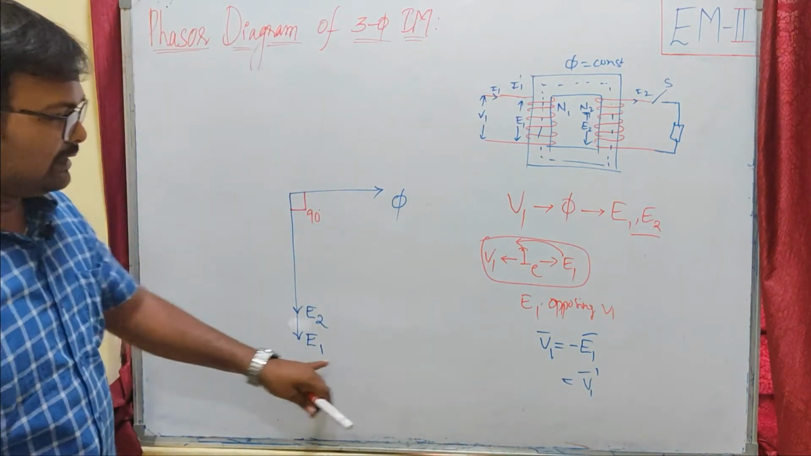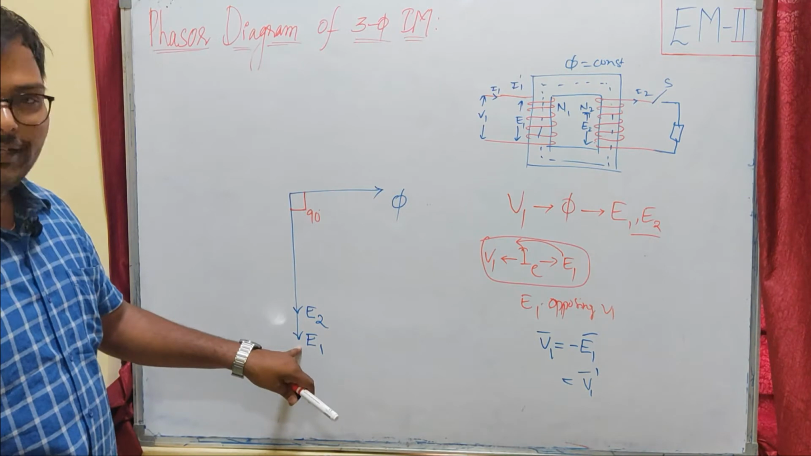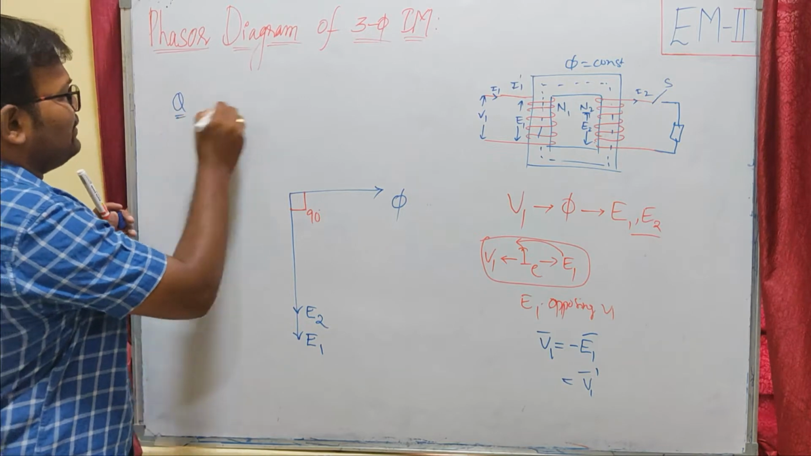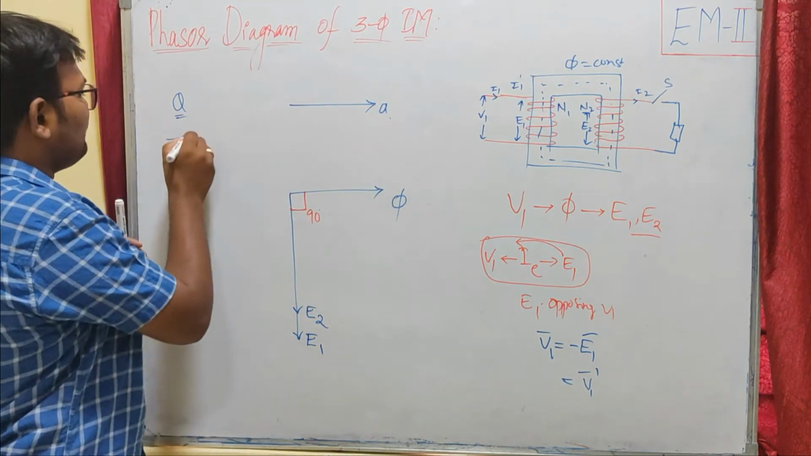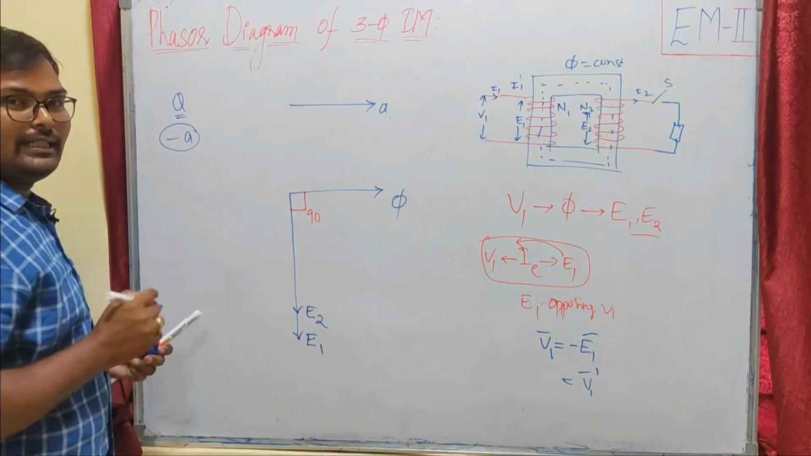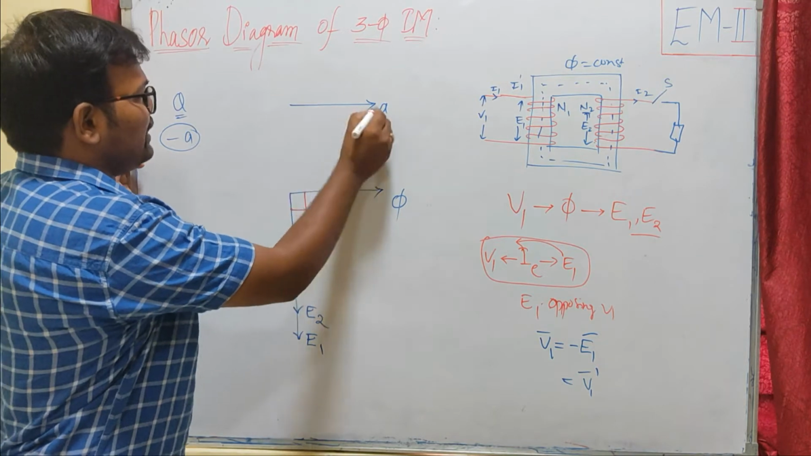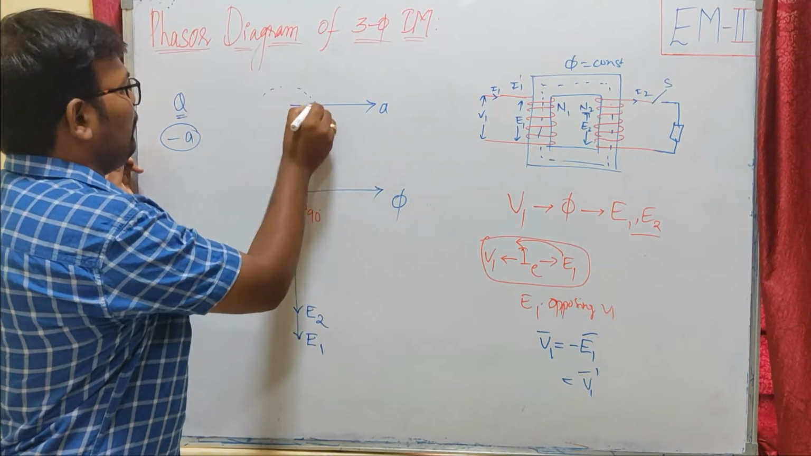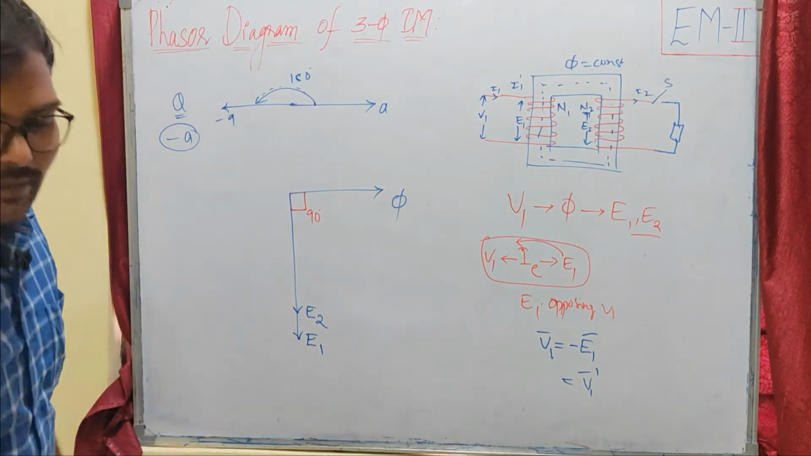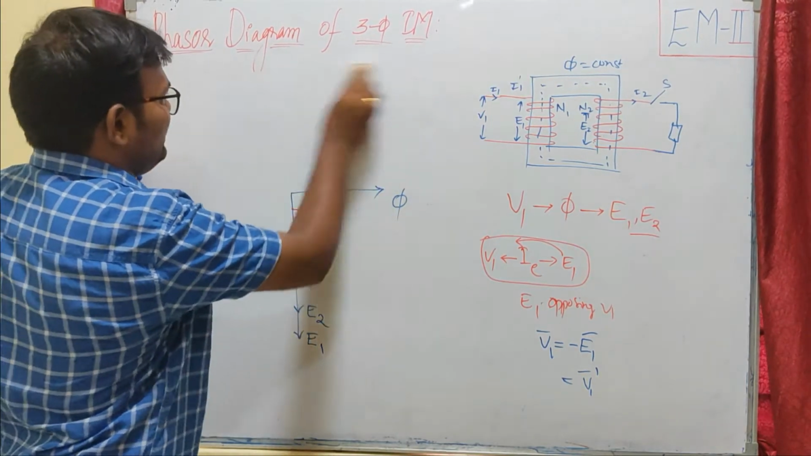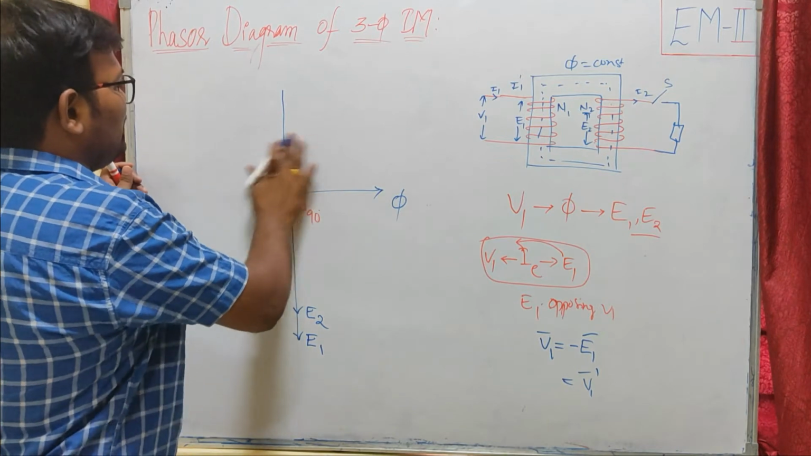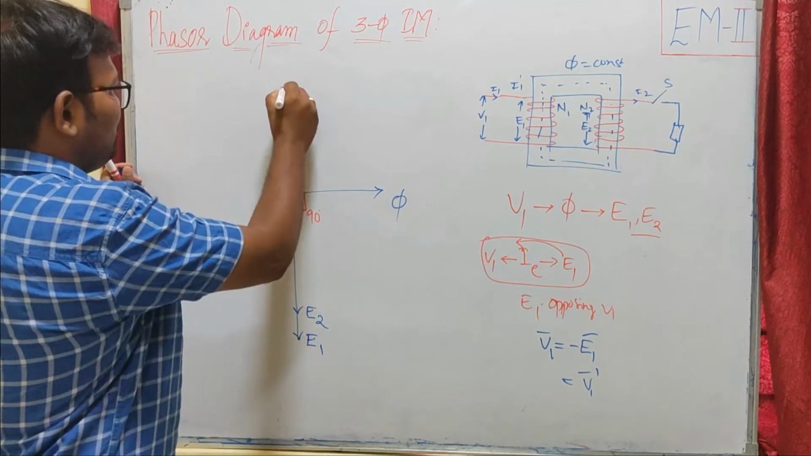How can you write minus E1 bar here, this vector? How can you write a negative vector? Let me consider a vector A in this direction. How can you write minus A? Minus means 180 degrees phase shift. Remember this: negative means 180 degrees phase shift. That means if I have A in this direction, then minus A will be after 180 degrees. This is minus A. So this is the basic idea of how to draw a vector of a negative quantity. Here I have E1, and I am going to draw the phasor for minus E1, which is opposite to plus E1.